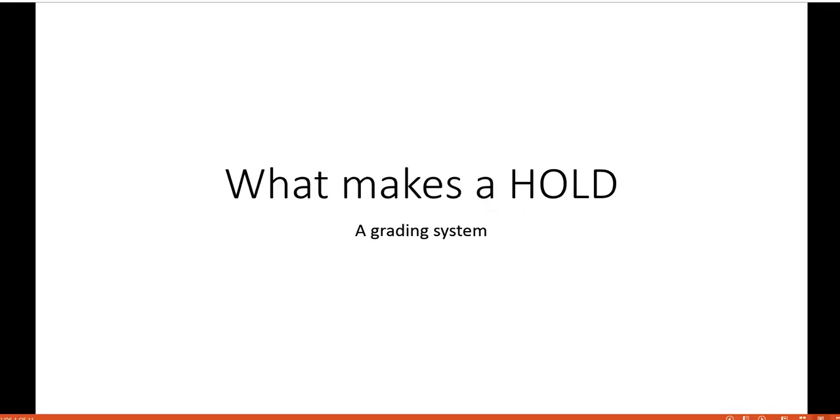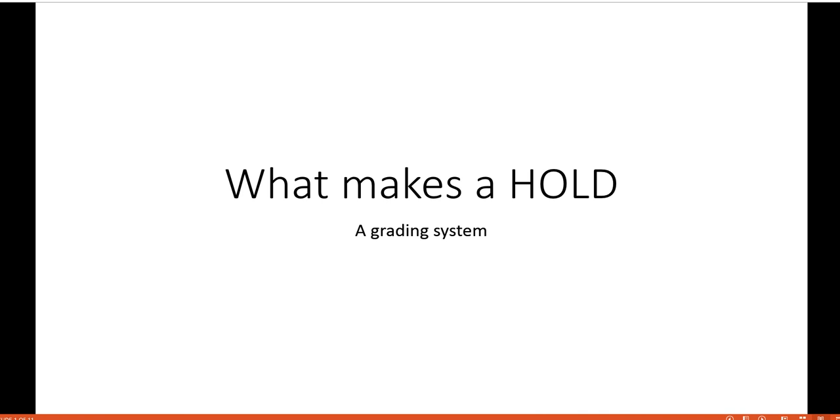Reading mode. All right, perfect. So what makes a coin a hold or a sell, and how do I go about analyzing these coins? This is just a brief grading system that I use, and it's very loose, guys. I'm going to get more and more in detail into the group.